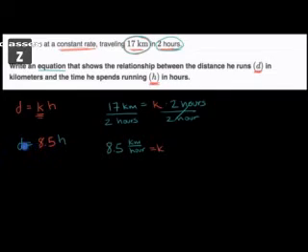If we wanted to write their units, we could write d is equal to 8.5 kilometers per hour times h, which is given in hours.